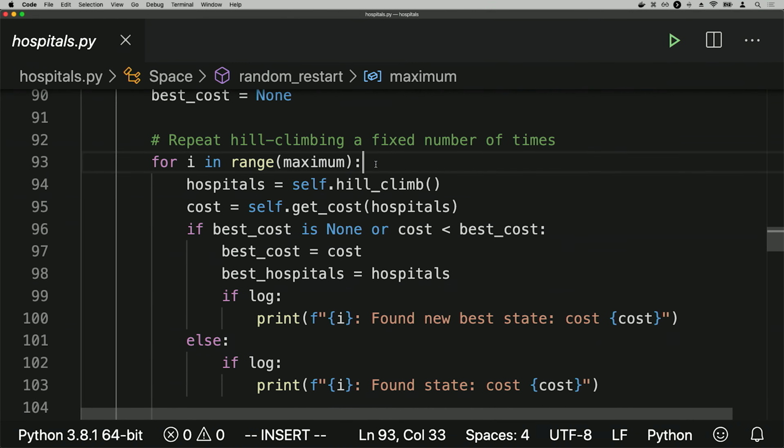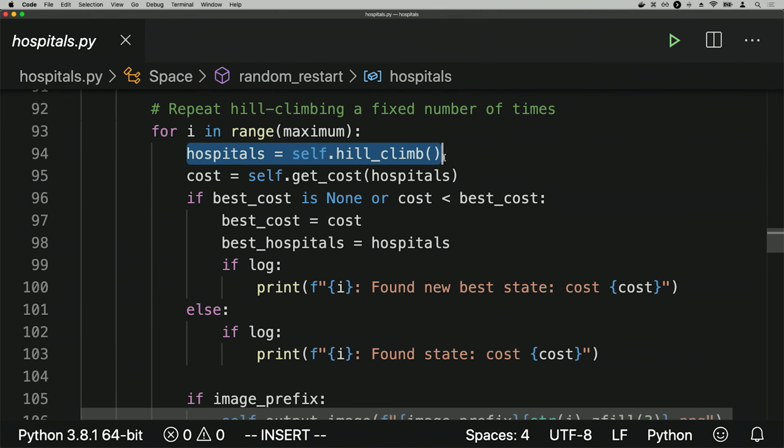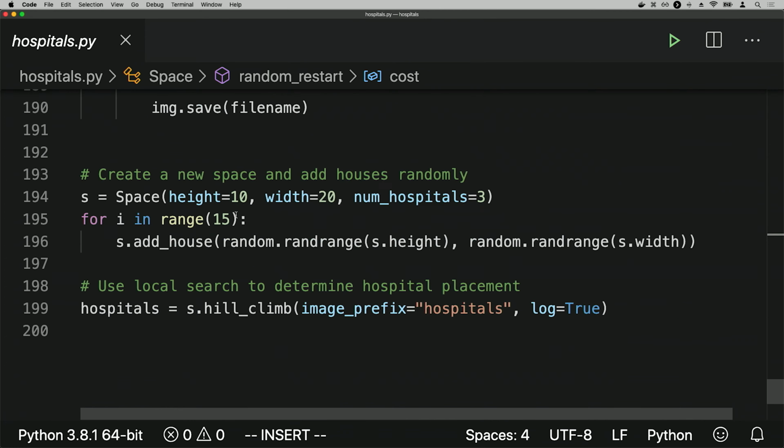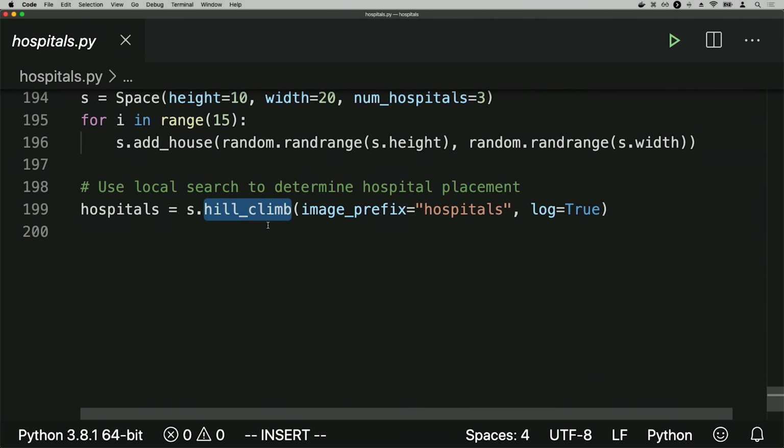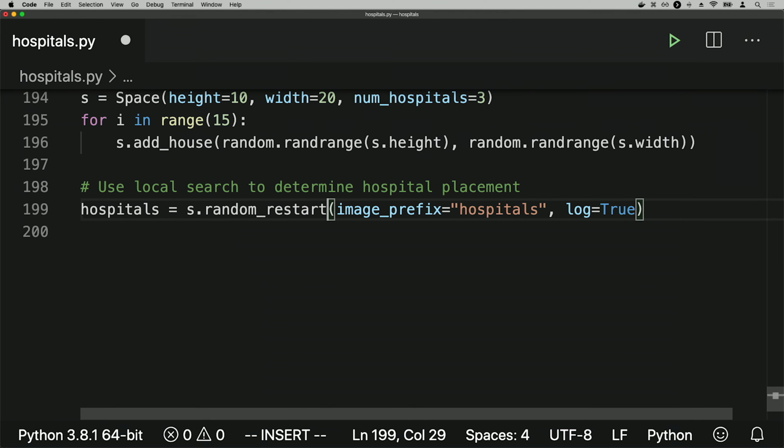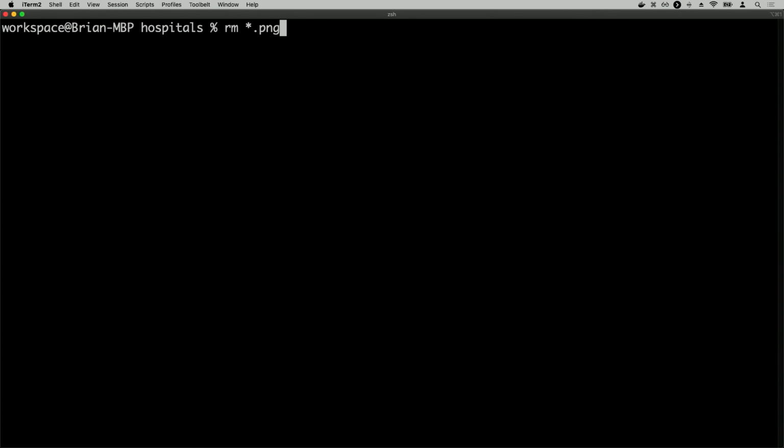And what we're going to do is repeat that number of times this process of just go ahead and run the hill climbing algorithm, figure out what the cost is of getting from all the houses to the hospitals, and then figure out, is this better than we've done so far? So I can try this exact same idea, where instead of running hill climbing, I'll go ahead and run random restart, and I'll randomly restart maybe 20 times, for example. And we'll go ahead and now I'll remove all the images and then rerun the program.